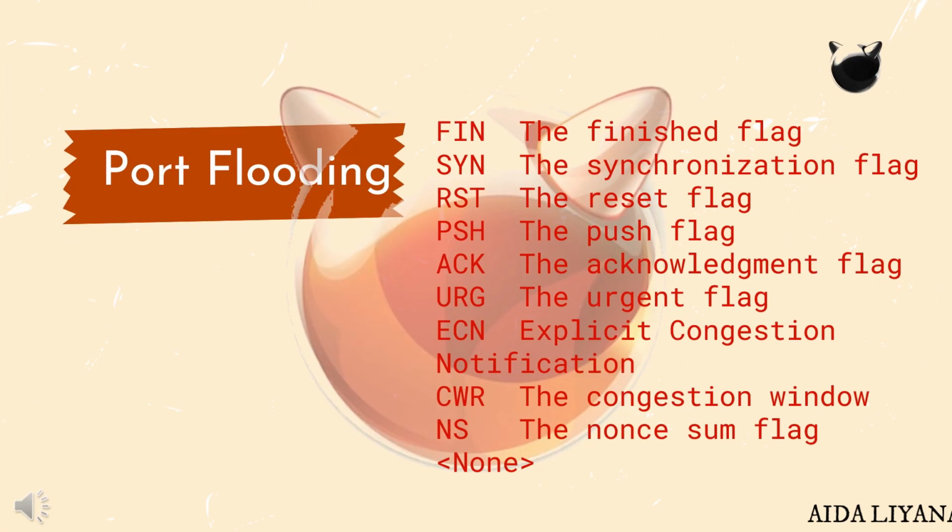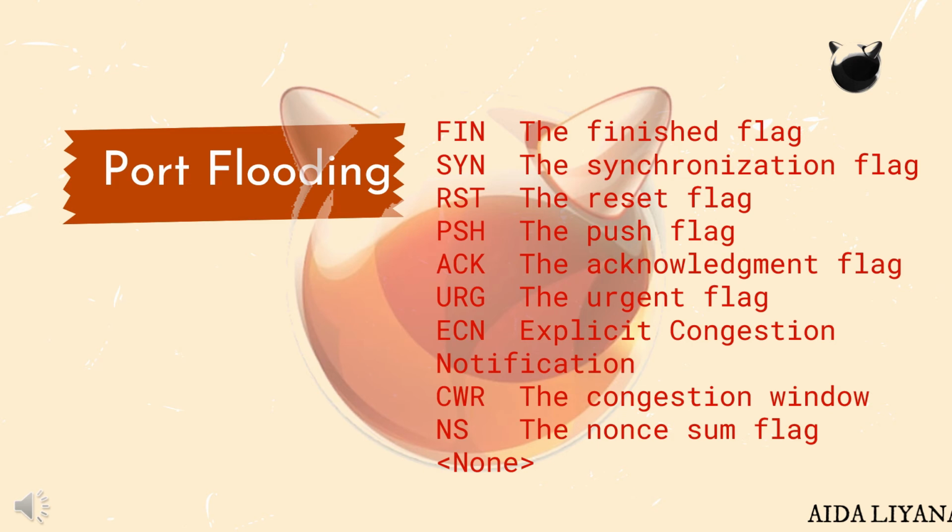Next, for port flooding, there are TCP flags and each of the flags has its own function. First, the FIN flag means there is no more data from the sender. The SYN flag is used as the first step in establishing a three-way handshake between two hosts. The RST flag gets sent from the receiver to the sender when a packet is sent to a particular host that was not expecting it.